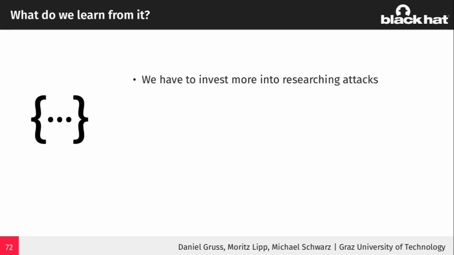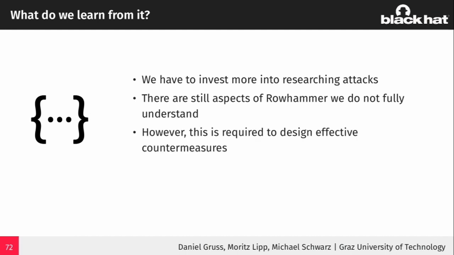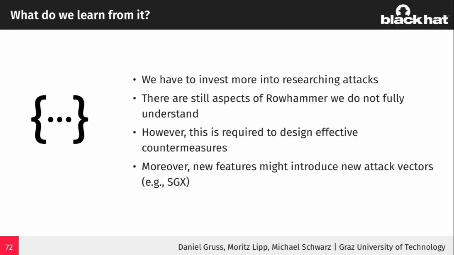So what do we learn from that? We have to invest much more into researching attacks because there are still aspects of Rowhammer that we do not fully understand. However, this is really required to design countermeasures that fully protect us against bit flips in the long run. We also have to keep in mind if we add new features to our CPUs, then there might be new attack vectors, for example with SGX, that we haven't thought of.